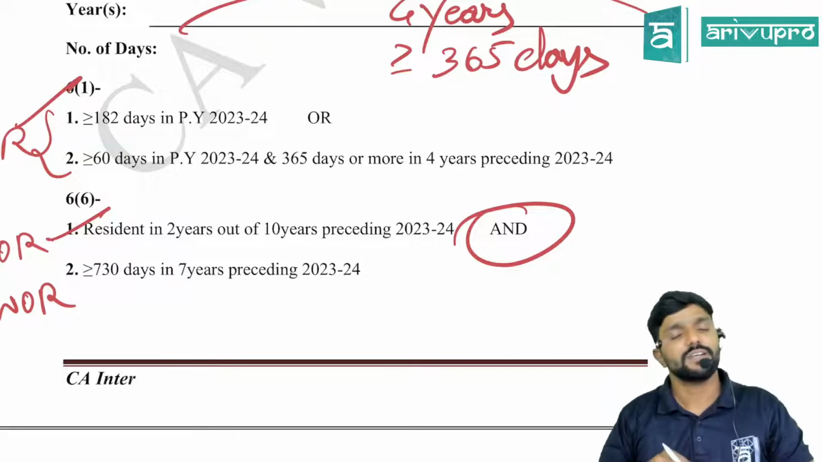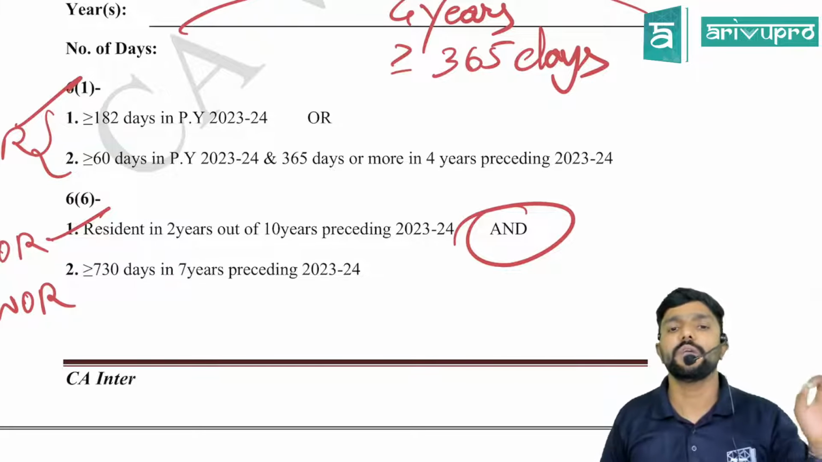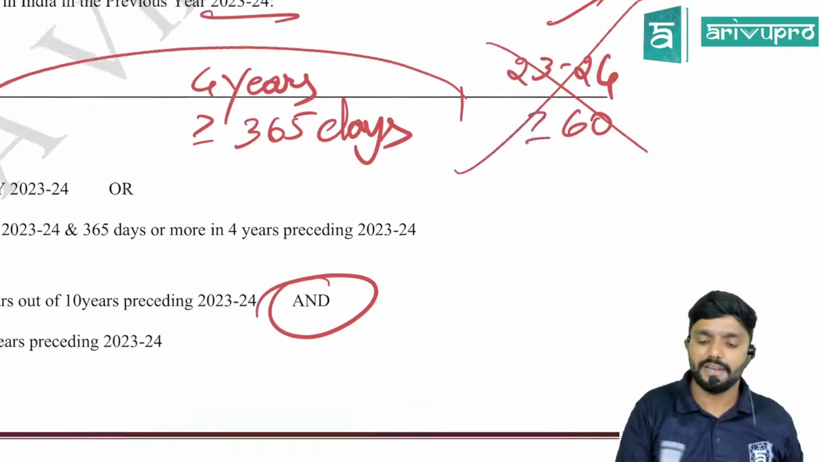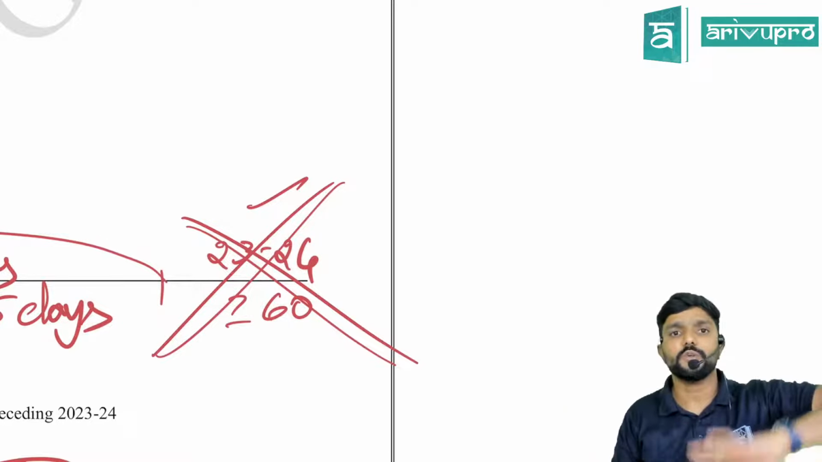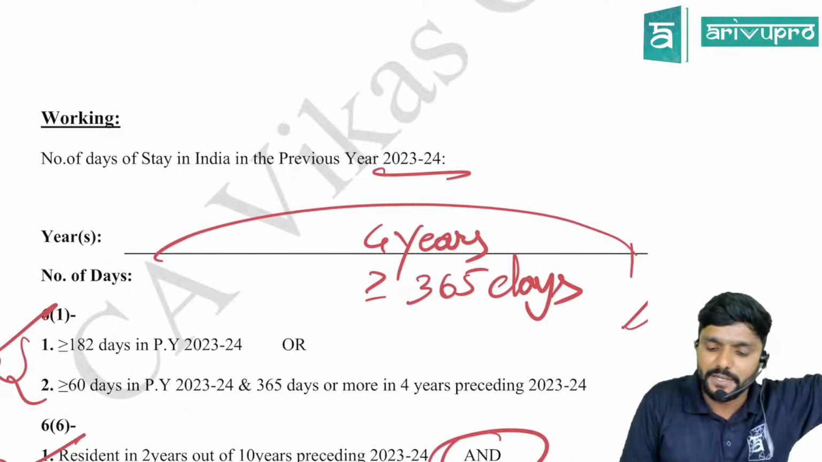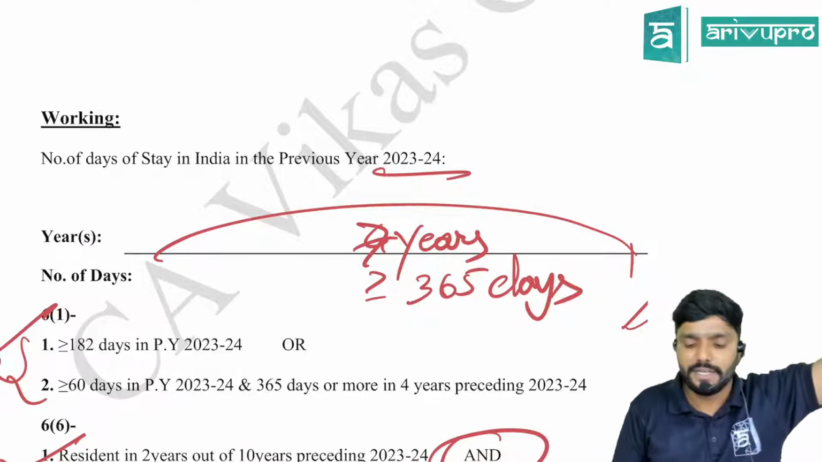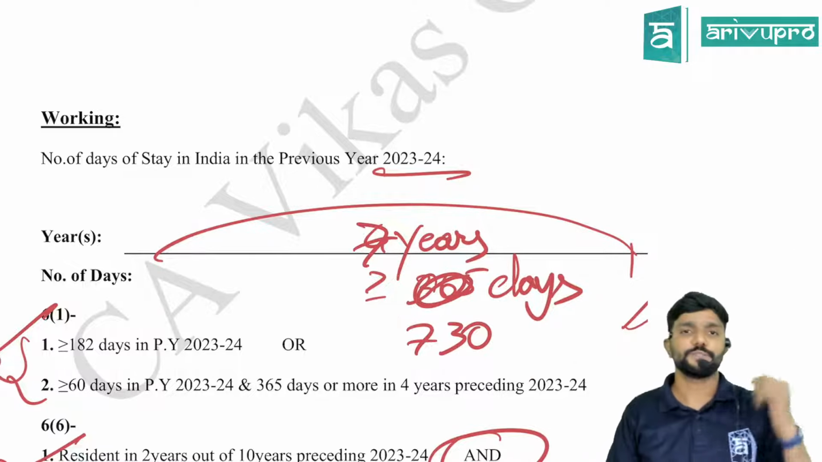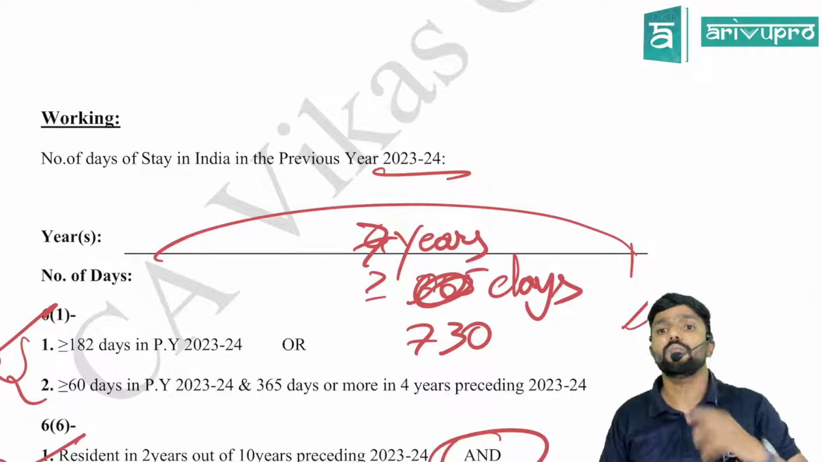Clear? Yes, sir. Assuming the first condition is satisfied, what do we do? Go and check the second condition. What is the second condition telling? Again, leave 23-24. Go back to the last 7 years. In that last 7 years, how many days should you be in India? 730 or more.